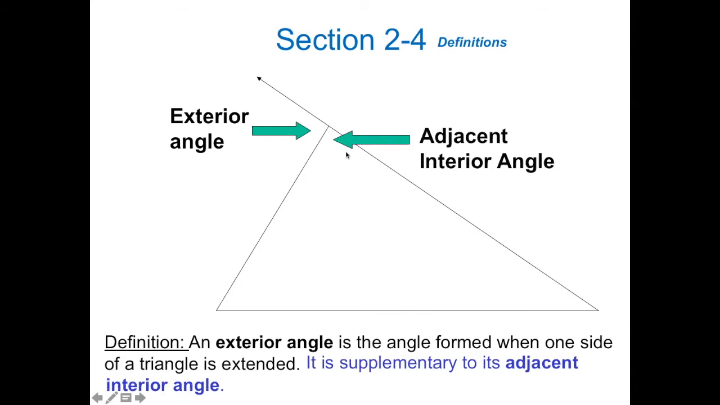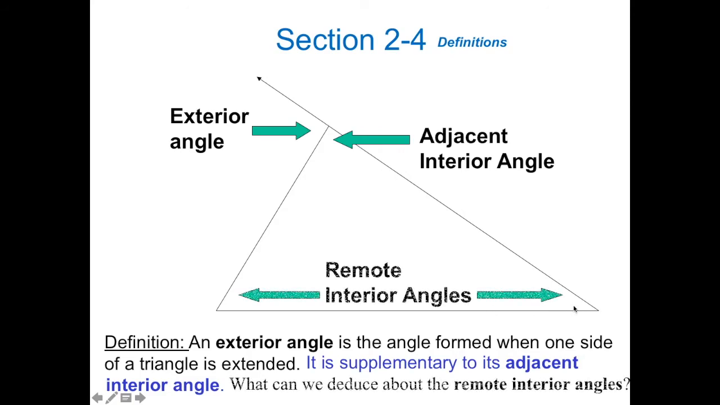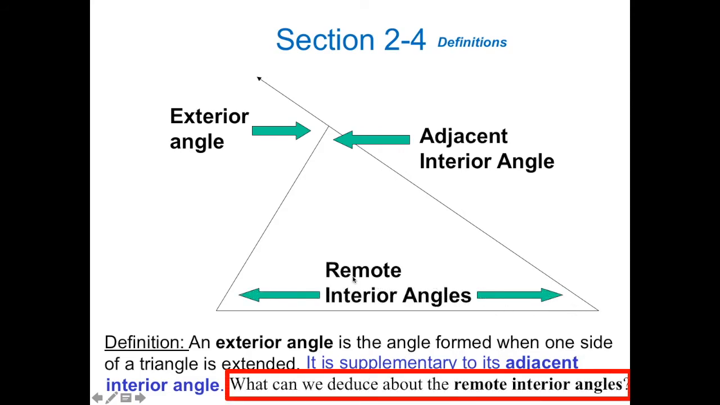Okay, so this is the adjacent interior angle, and it is supplementary to the exterior angle. Exterior angles are formed when one side of a triangle is extended, and they are supplementary to their adjacent interior angle. Another thing to talk about: you might be wondering what the other two angles are referred to as? Well, they're the other interior angles, but these are called the remote interior angles.